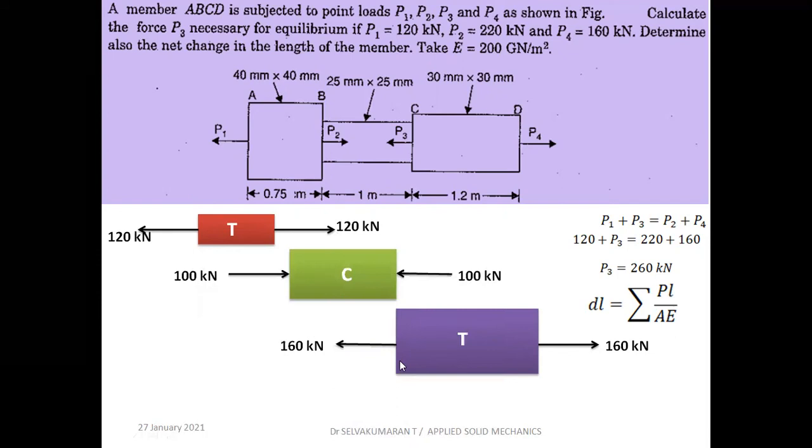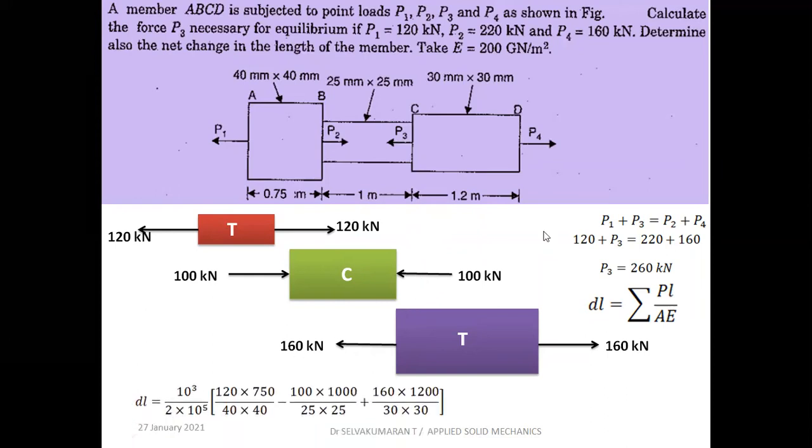In the middle, you can see at B, P2 is acting. P2 is 220. So 100 plus 120 is nothing but 220. Here P3 is 260. Now here 160 is acting, so I should get 260 here. If I add 100 with this 160, I'll get 260. So it is in the same direction as P3 and it will act. So 100 plus 160, so 260.